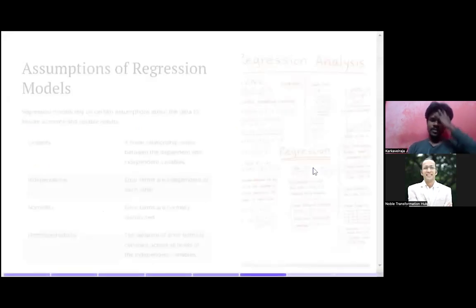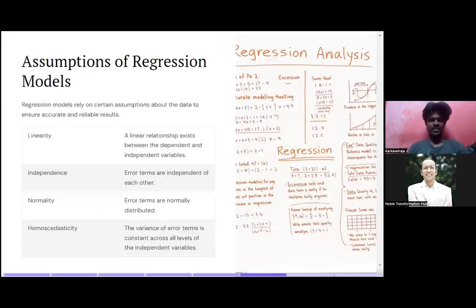Next we have some assumptions for the regression model. Regression models rely on certain assumptions about the data to ensure accurate and reliable results. First is linearity: a linear relationship exists between the dependent and independent variables. The dataset should be linearly distributed, and only then can you apply this model.